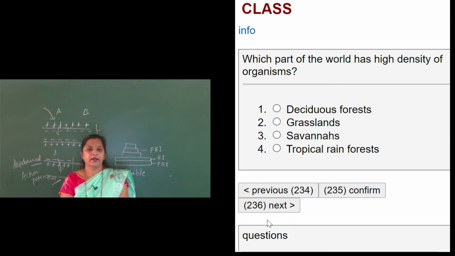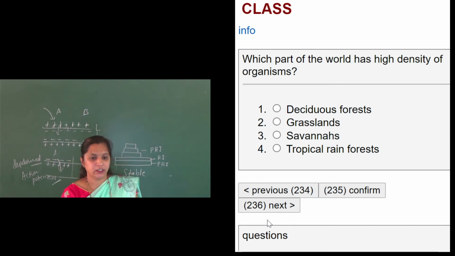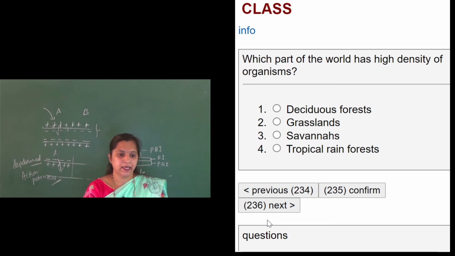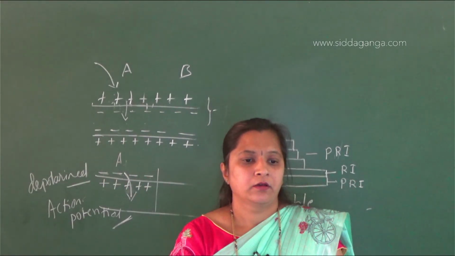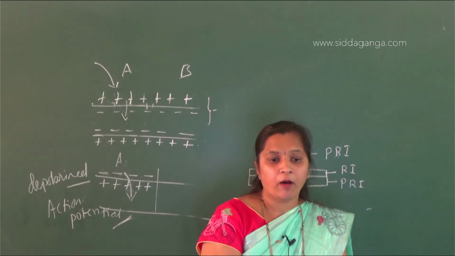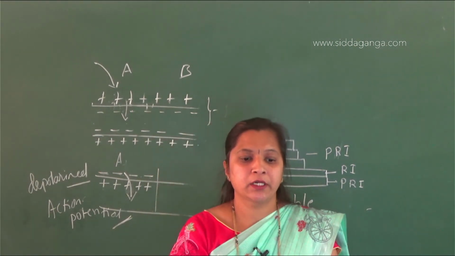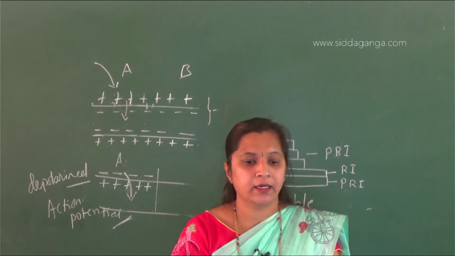Which part of the world has high density of organisms? First option, deciduous forests. Second option, grasslands. Third option, savannas. Fourth option, tropical rainforests. So which part of the world has a high density of organisms? Of the four given options, the right option is tropical rainforest.